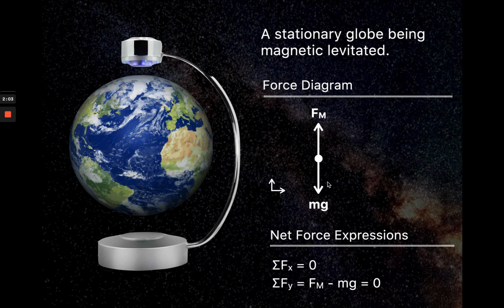So that is Newton's first law. The first law is all about when the net force equals zero. And when the net force equals zero, objects stay at rest or constant speed, and that's it.